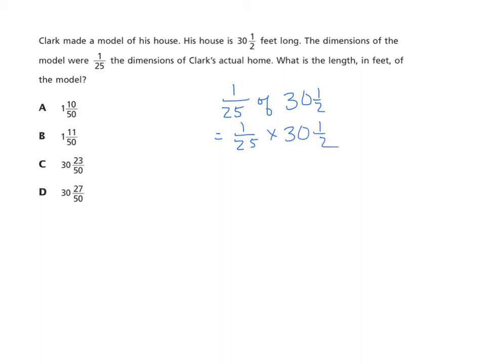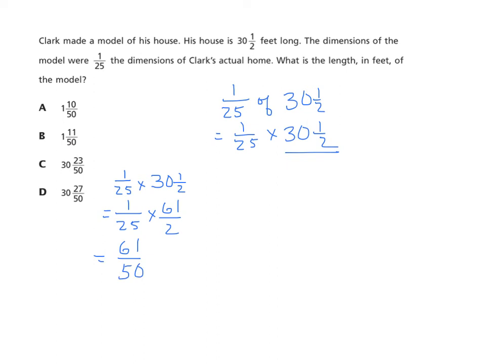Now we have multiplication of fractions, but one of these is a mixed number. We have two choices. We can either convert the mixed number into an improper fraction, or we can use the area model. I'll do it both ways. So 1/25 times 30 and 1/2 equals 1/25 times, well, 30 times 2 is 60, plus 1 is 61, and I have halves. All right, so let's continue. I multiply. 1 times 61 is 61, and 25 times 2 is 50.